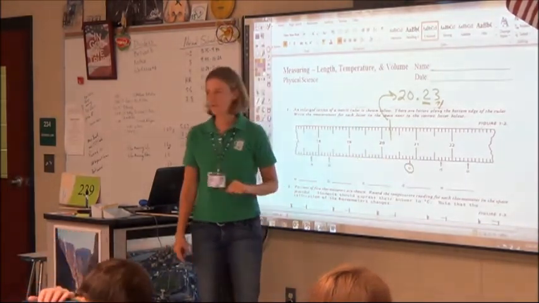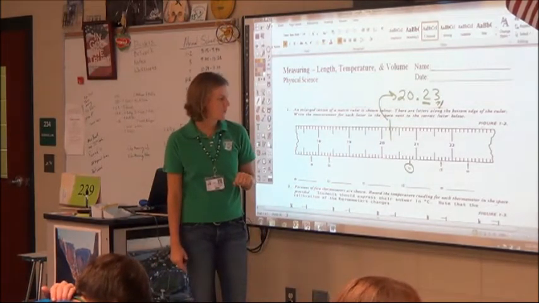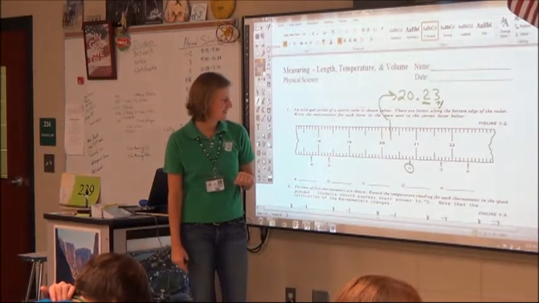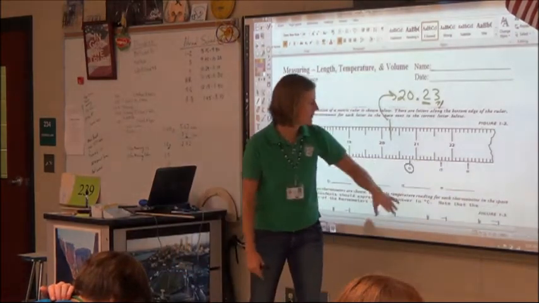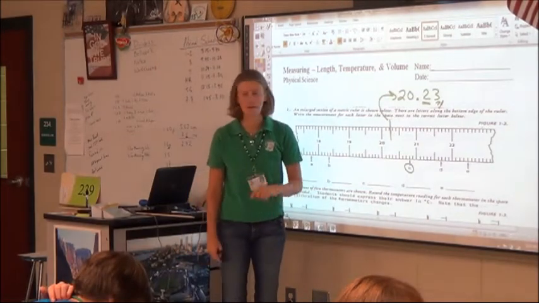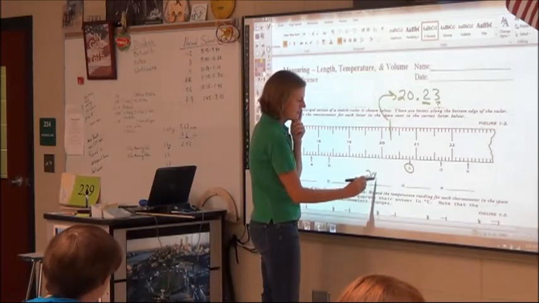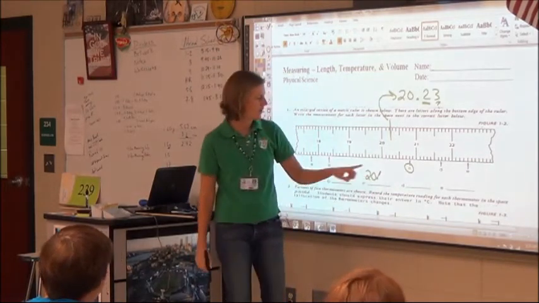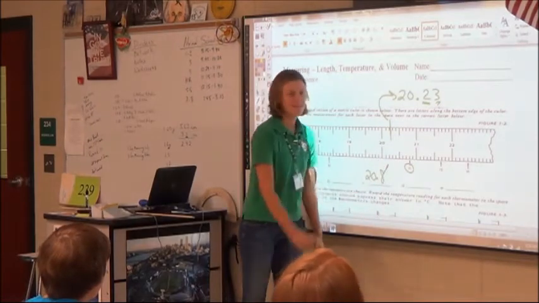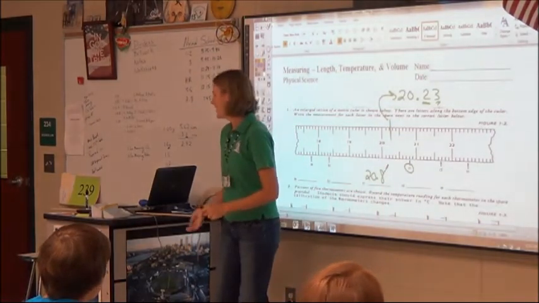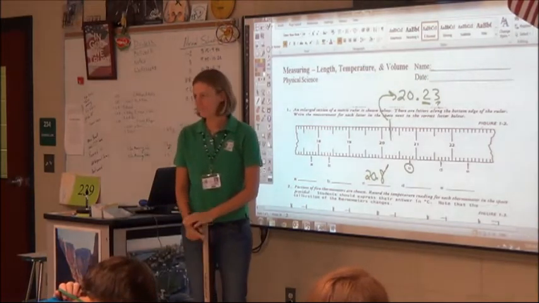So that leads me to C here. What would you say for C? Because the rest of these are kind of in the middle, maybe not E, but what would you say for C? 20 point, okay, there's 5, 6, 7, 8. Okay, if you have a number that you think is exactly on the tick mark, 20.80.